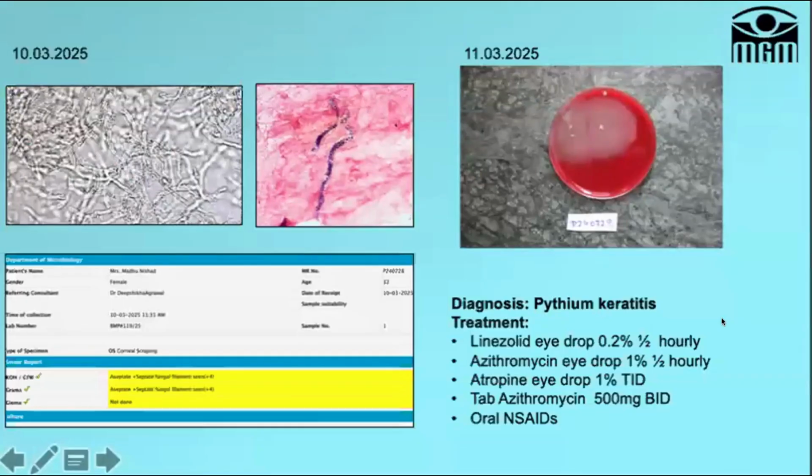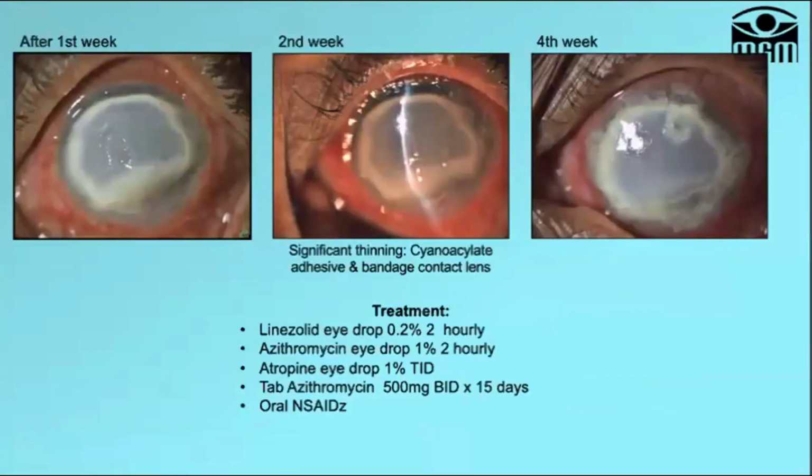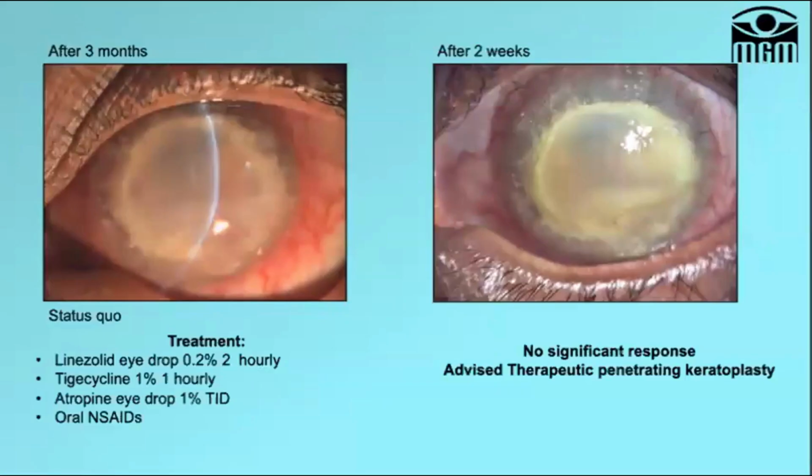So we made a diagnosis of Pythium keratitis and started the patient on antibiotics, linezolid, azithromycin, and oral azithromycin. The ulcer responded. However, the groove that we had seen initially deepened. So we applied cyanoacrylate adhesive and we waited for the ulcer to resolve. It was not worsening. So we were very positive that you would get a medical cure with topical drugs. But even after 3 months of treatment, the ulcer size and density had not reduced.